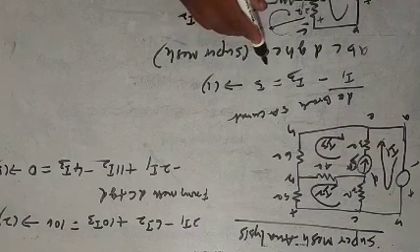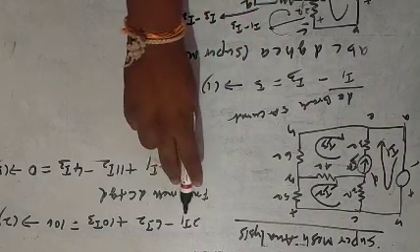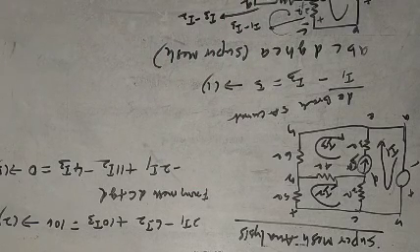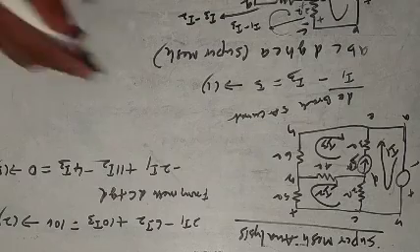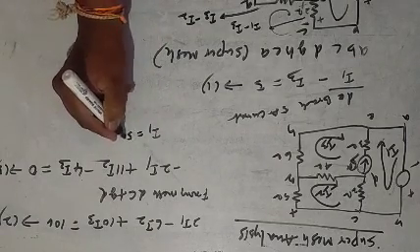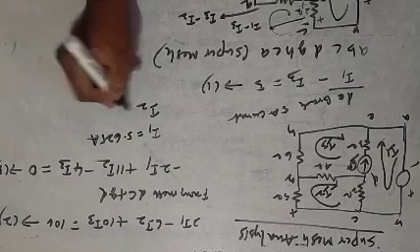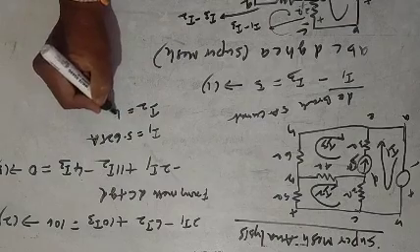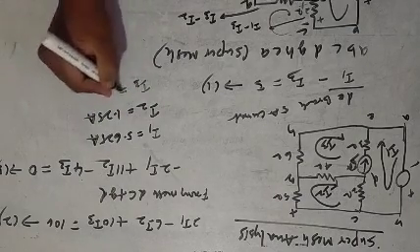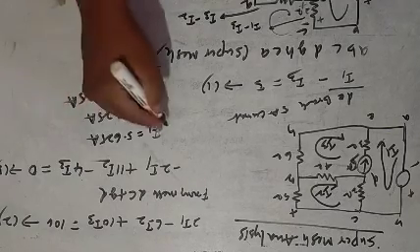So you have equation number 1, I1 minus I3 is equal to 5, and the second equation and the third equation. By solving this, we get I1 is equal to 5.625 ampere, I2 is equal to 1.25 ampere, and I3 is equal to 0.325 ampere.